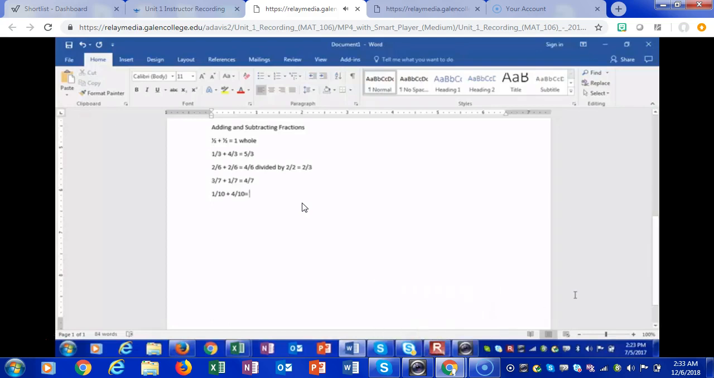This is the equivalent of same denominator, which is 10. Add your numerators. 1 plus 4 is 5/10. What can you do to reduce or simplify this? You can divide by what? Divide by 5/5. 5 divided by 5 is just 1. 10 divided by 5 is just 2. All right. Let's keep going.